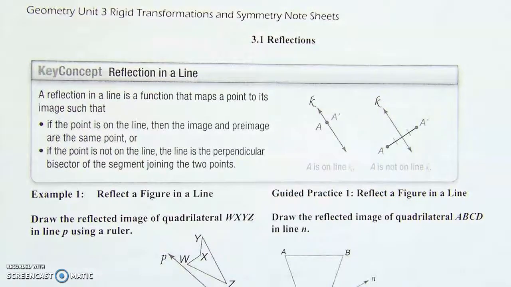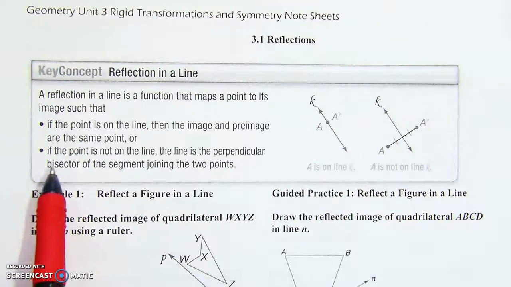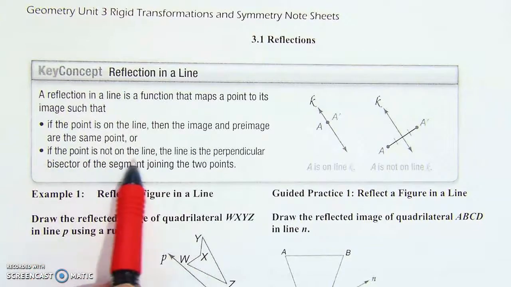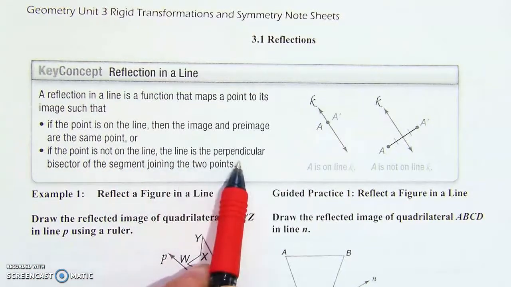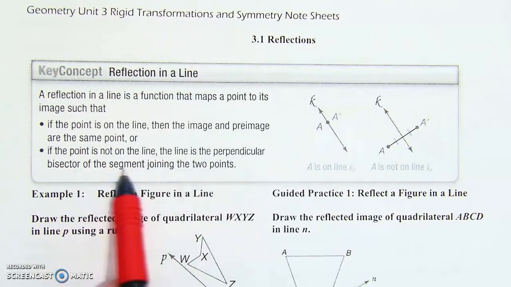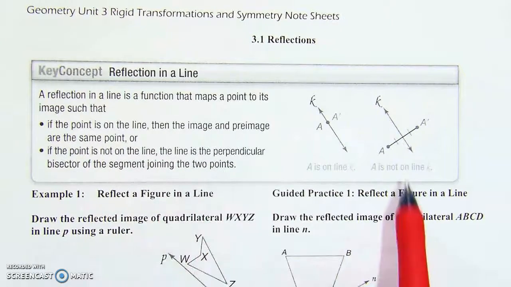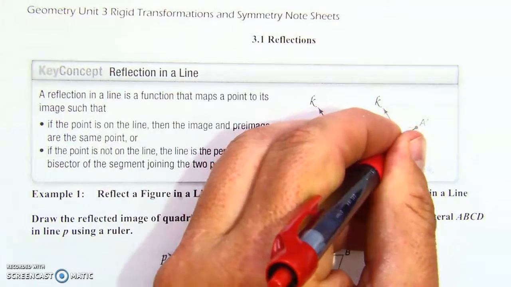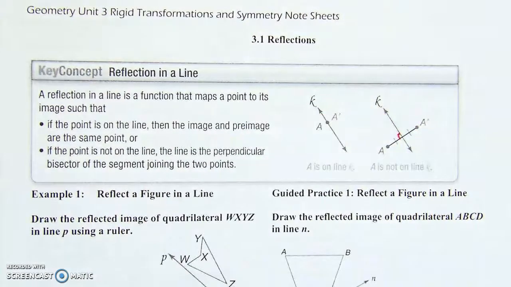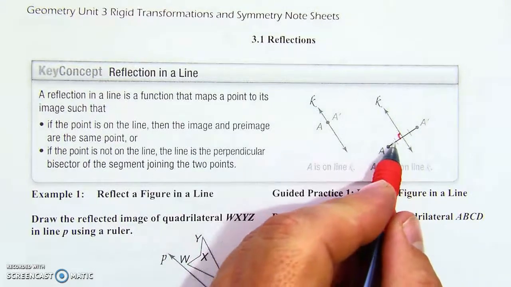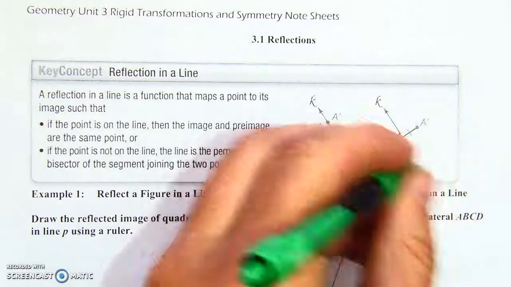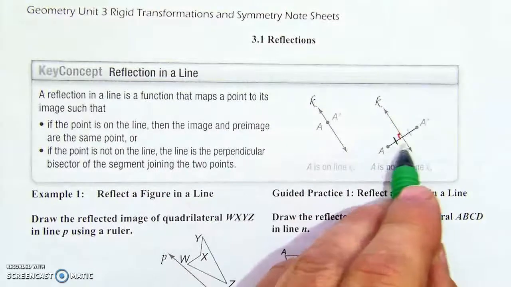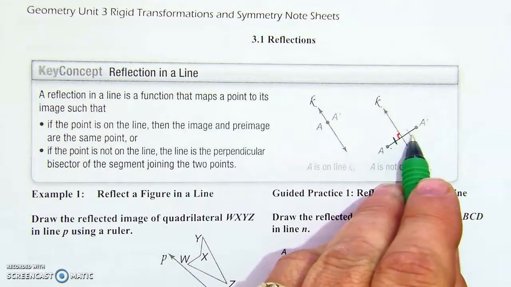Now, here's the other part, the most important one that we're going to be talking about a lot today. If the point is not on the line, then the line is the perpendicular bisector of the segment joining the two points. So here's our original point, and as it said in the rule, that is perpendicular, which means it's 90 degrees. And then we have this little slash here. Let's do it in a different color. Notice this distance is equal to this distance over here.